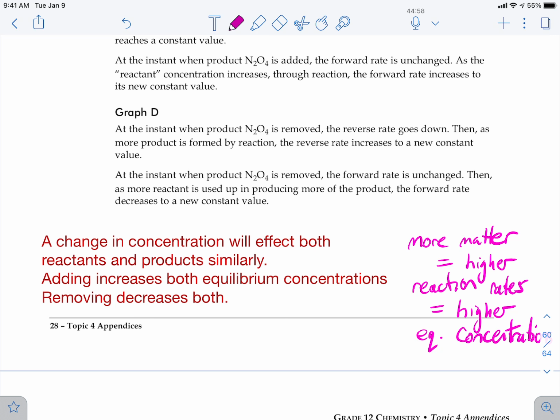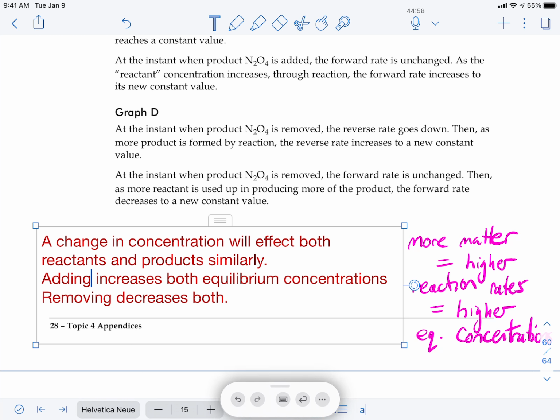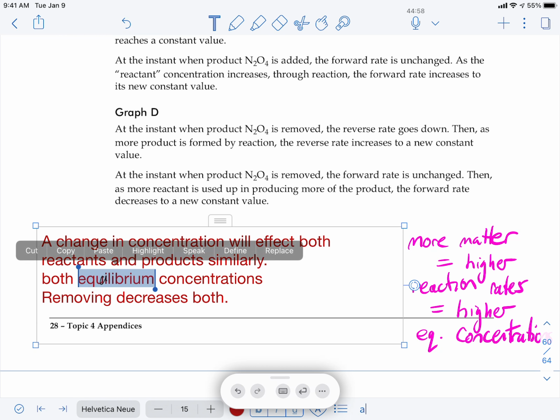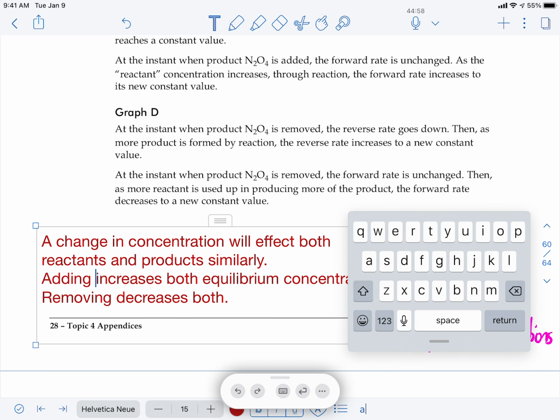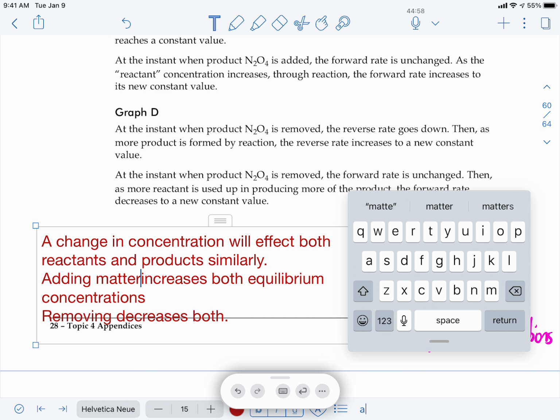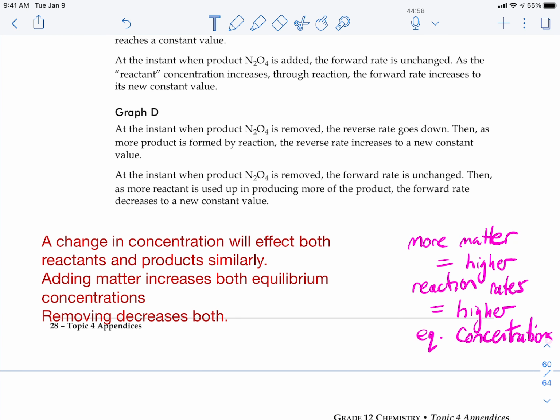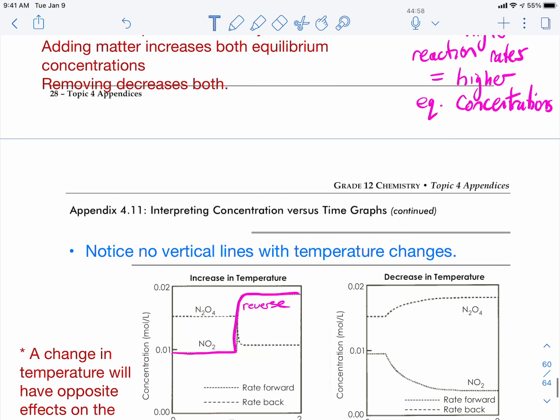Adding matter, I guess, which is what I'm trying to say here. Let me just use my pen here. Adding matter increases both equilibrium concentrations. Removing decreases both. So adding matter, higher reaction rates, higher concentrations at equilibrium, no matter what.